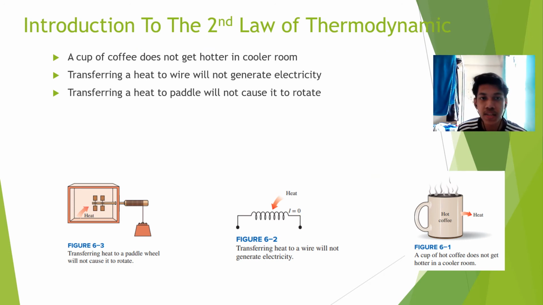In this slide, there are some conditions which show us the use of the second law of thermodynamics. The first one is that a cup of coffee does not get hotter in a cooler room. Next, transferring heat to a wire will not generate electricity, and the last one is that transferring heat to a paddle will not cause it to rotate. This is the picture for the above phenomena.